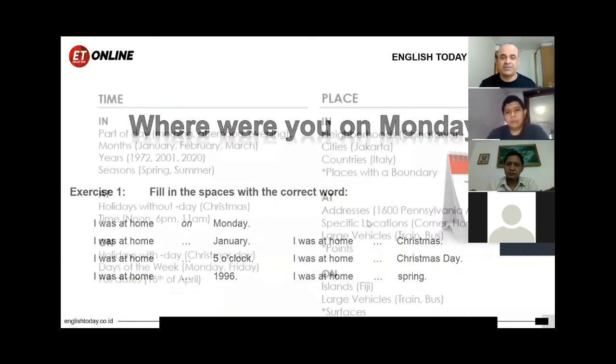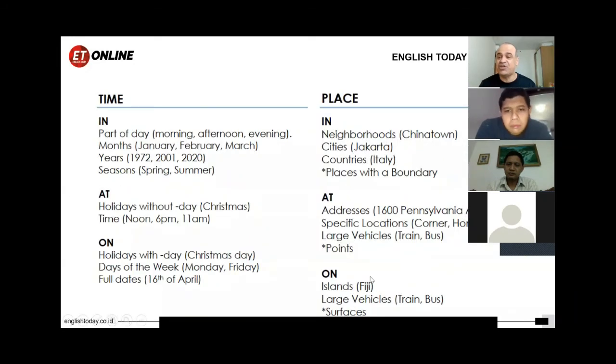On. Islands, yeah? Like Fiji. On the beach, on a train, on a bus. And surfaces: on a table, etc. Okay, let me test you. So in a car is correct, yeah? You're in the car. That makes sense. You're inside the car. What about bus? On. Maybe on, right? Don't worry about this.